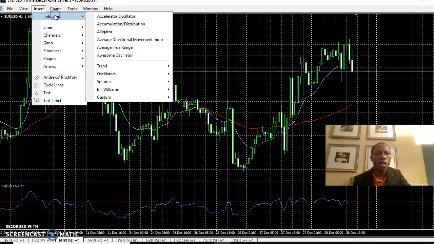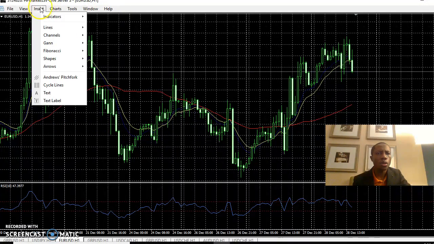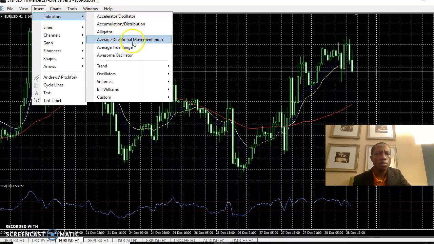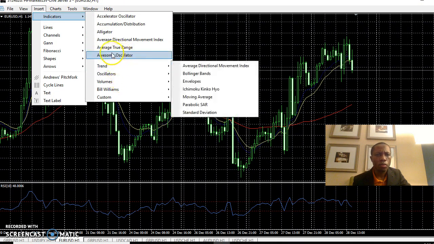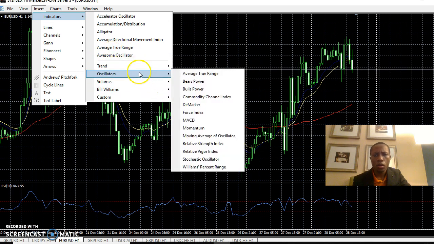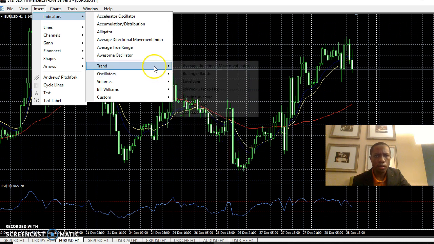Let me see that last setting is okay. Indicators. You come to your indicators, and oscillator. See now, let's look out for the money flow index.